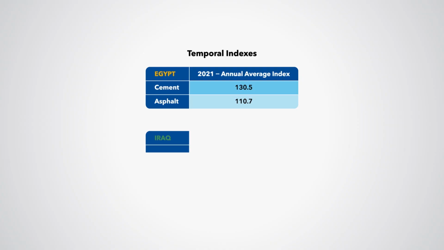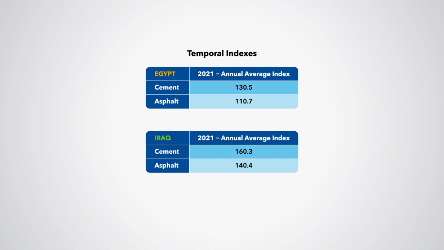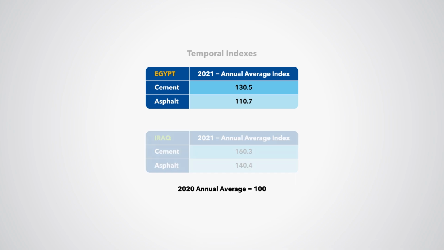In this video, we'll explore some hypothetical examples of temporal and spatial price indexes. The tables here show price development for cement and asphalt products produced in Egypt and Iraq in 2020 and 2021. The indexes are set so that the annual average price of each product in 2020 in each respective country equals 100. What can we learn from these temporal indexes?